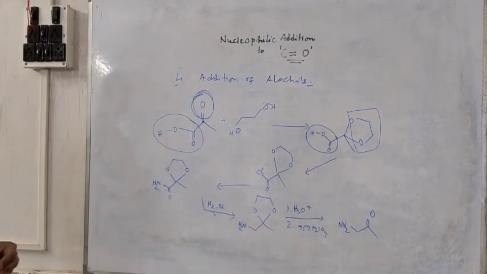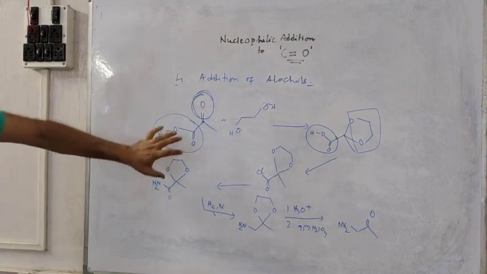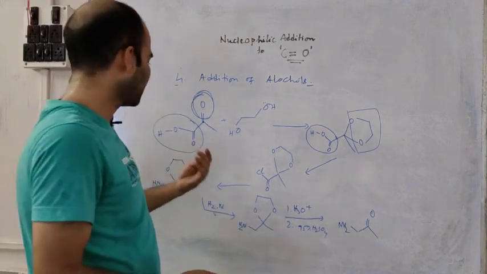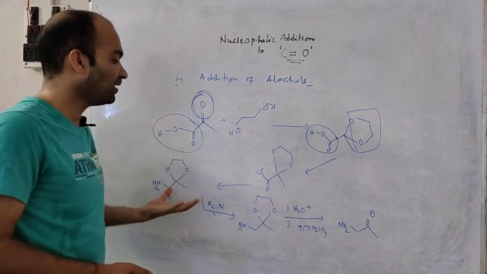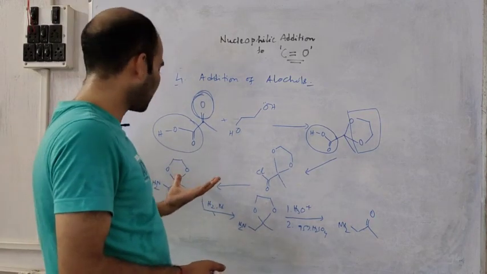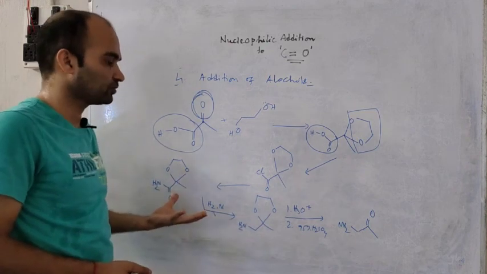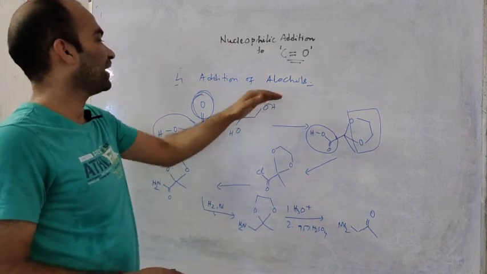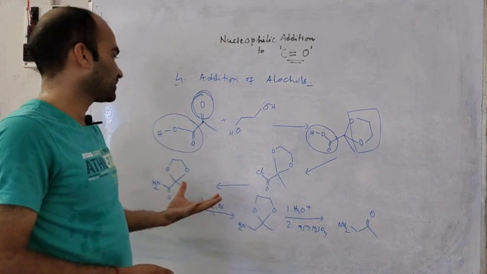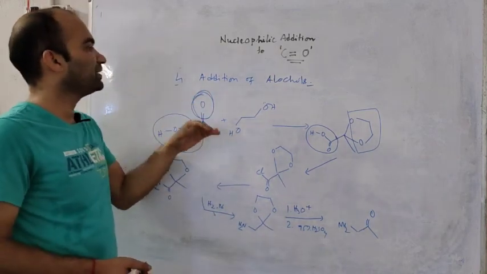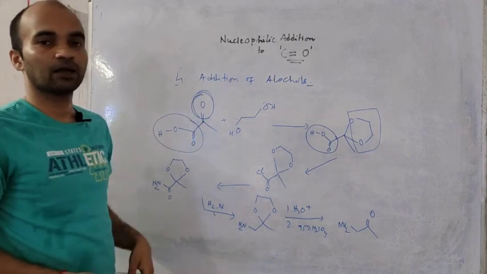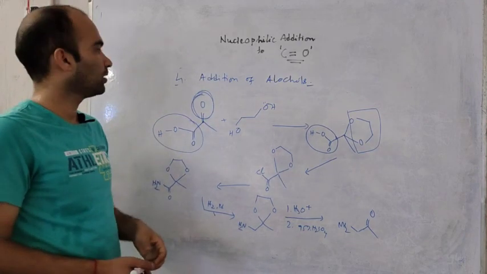এইভাবেই কার্বনিল গ্রুপটাকে প্রোটেক্ট করে সিলেক্টিভ কোনো একটা পার্টের অক্সিডেশন ঘটানোর জন্য বা রিডাকশন ঘটানোর জন্য আমরা অ্যালকোহল অ্যাড করে তাকে অ্যাসিটাল ফর্মেশনের মাধ্যমে ওই কার্বনিল গ্রুপটাকে প্রোটেক্ট করা হয়। This is the main importance of addition of alcohols to the carbonyl groups.